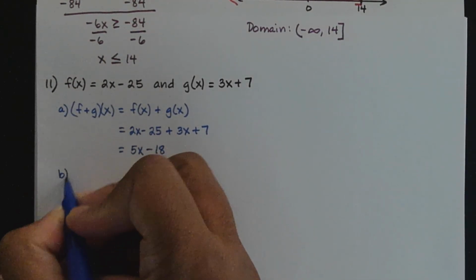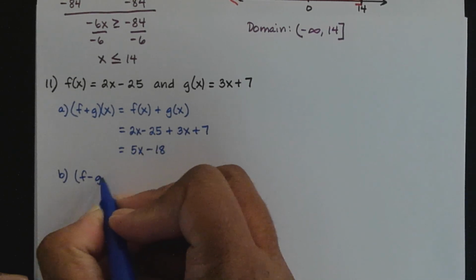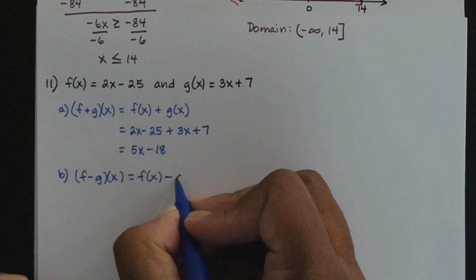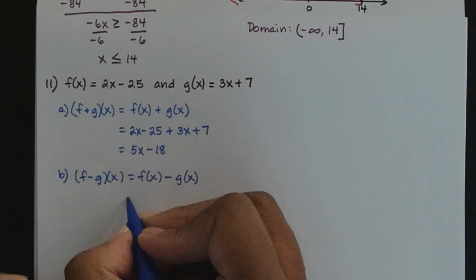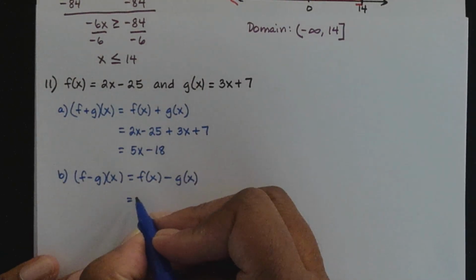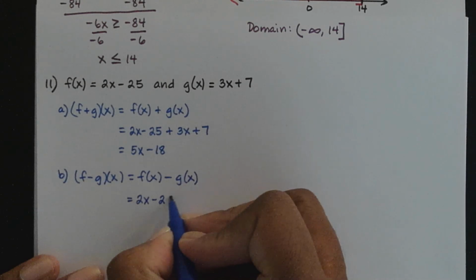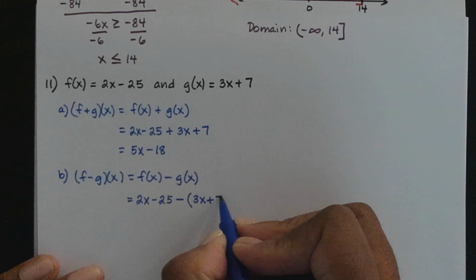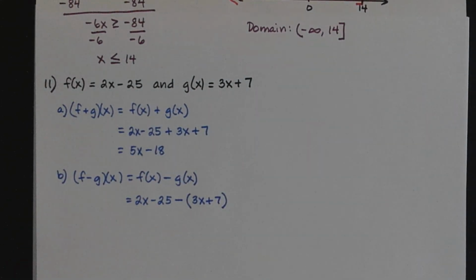All right, part B is the difference of the two functions, f minus g of x. That means f of x minus g of x. So here f of x is 2x minus 25 minus, now g of x is 3x plus 7. And I see this happen so often where people don't put the parentheses around the entire g of x function, because the entire g of x function is being subtracted from f of x. Okay?